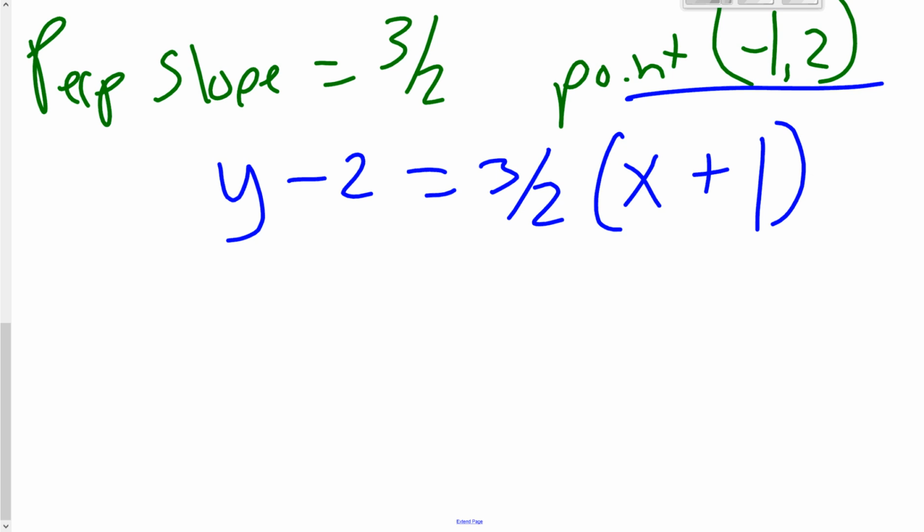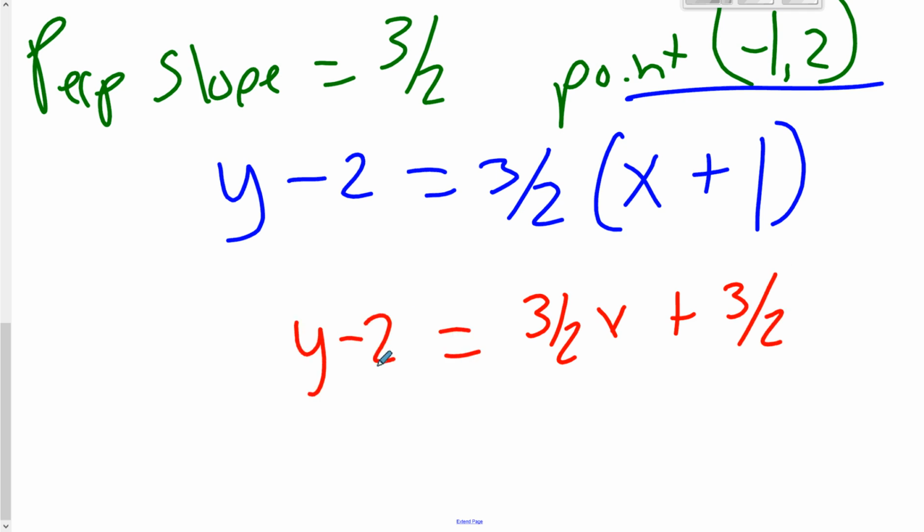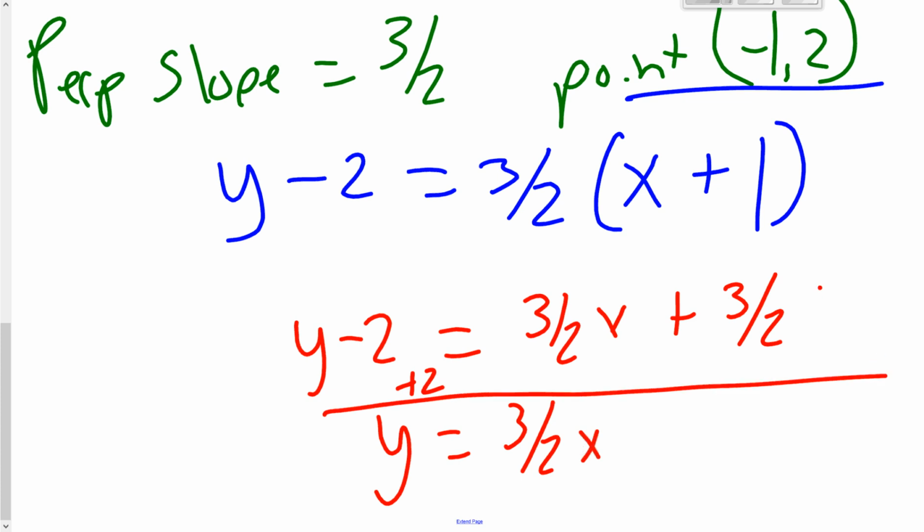Go ahead and change this to slope-intercept form. Okay, that would be distributing the slope. So you get 3/2 x plus 3/2 equals y minus 2. Now add 2 to both sides. When I add 2 over here, I'm actually adding 4 over 2, right? Common denominator. So that would be adding 7/2. And boom, there you go.